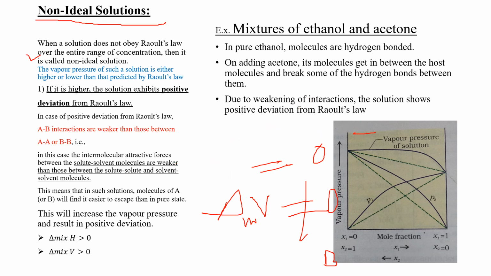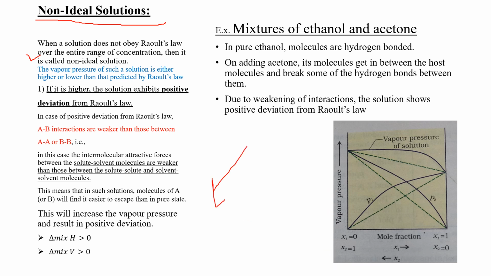One part is known as non-ideal solution showing positive deviation, where the values will be greater. The other is negative deviation, where the values will be less. So first of all we will discuss the positive deviation of non-ideal solution.